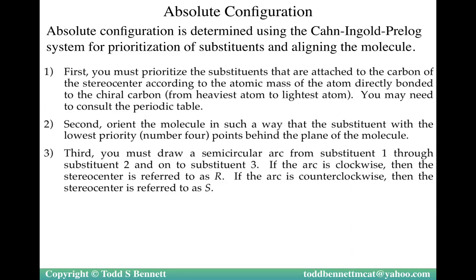And if it's clockwise, we assign it R for rectus. And if it's counterclockwise, we assign it S for sinister. Okay, so that's the rule. And that's why a lot of O chemists will do this circle rule, counterclockwise and clockwise. So counterclockwise, clockwise. It'll make sense in a second, I hope, as we start doing examples.